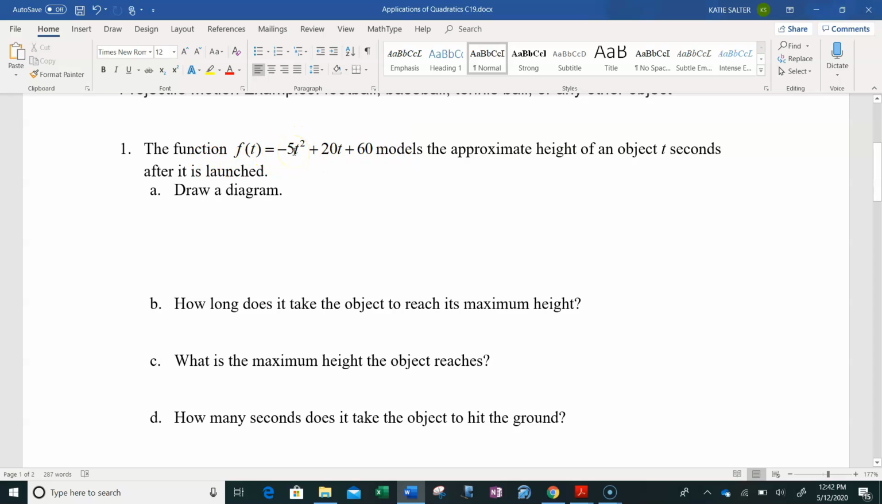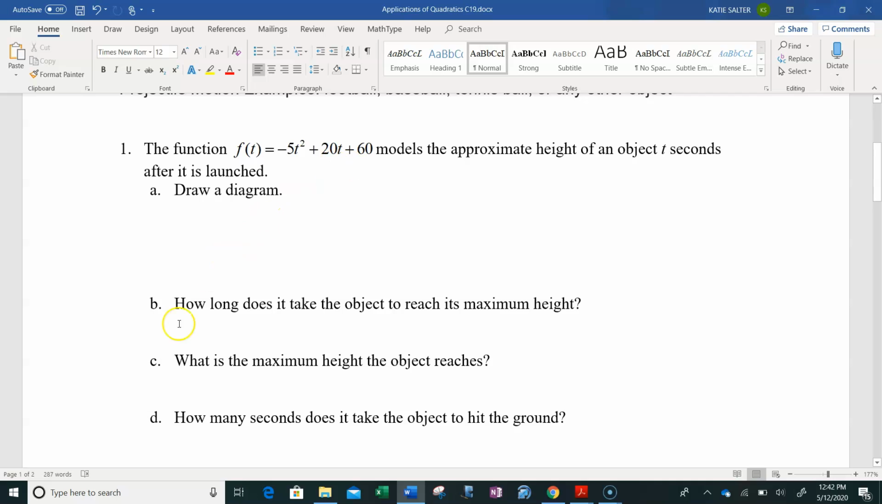This one must have been measured in meters per second, because that technically would have been negative 4.9, and it has to do with the gravitational constant, which is 9.8 meters per second squared. And then this 20 would have represented the initial velocity of the object, so it must have been moving at 20 meters per second. And then this 60 must represent the initial height.